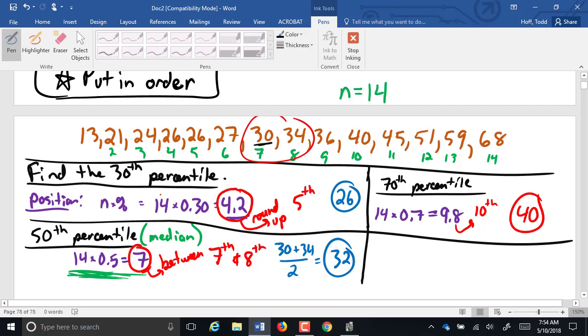I want you guys to find the 25th percentile for me.